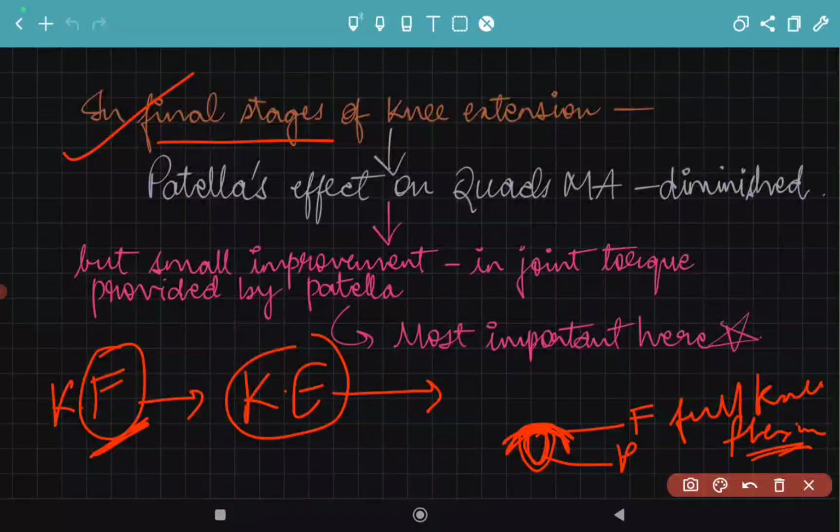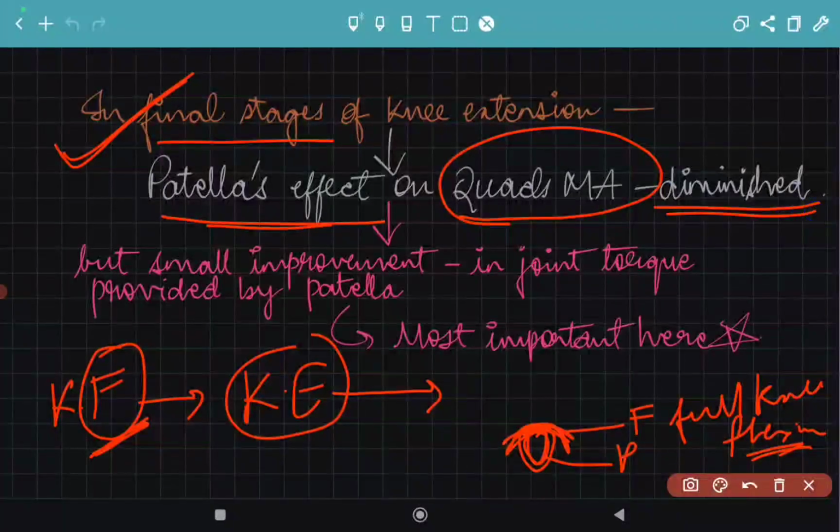Now the knee will begin to extend, and again the moment arm of the quadriceps will increase, increasing the angle of pull of the quads on the tibia. And again now there will be an end range of knee extension also. So what happens over here? Again in the final stages of knee extension also, the patella's effect on the quadriceps movement arm will be diminished or reduced as it is approaching the end range of knee extension.